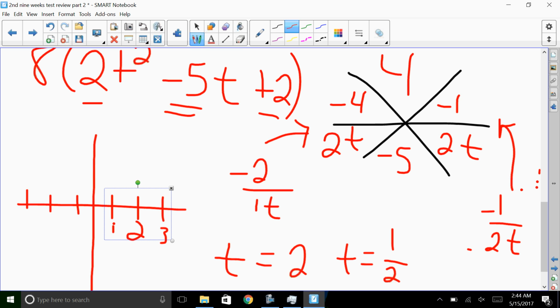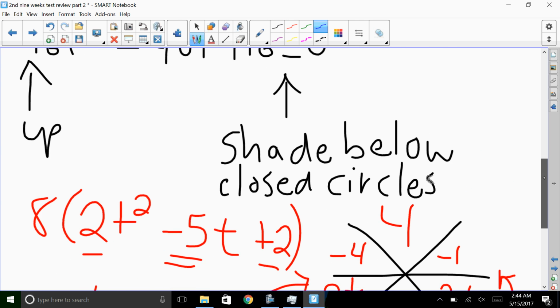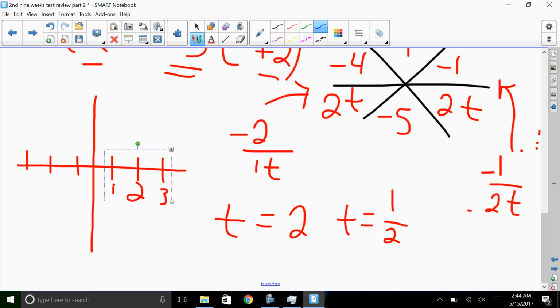Alright, I'm just going to put some tick marks over here. So earlier we said opens up, shaded below, closed circles. Okay, so we've got open circle at a half, open circle at a 2, opens up, with shade below.